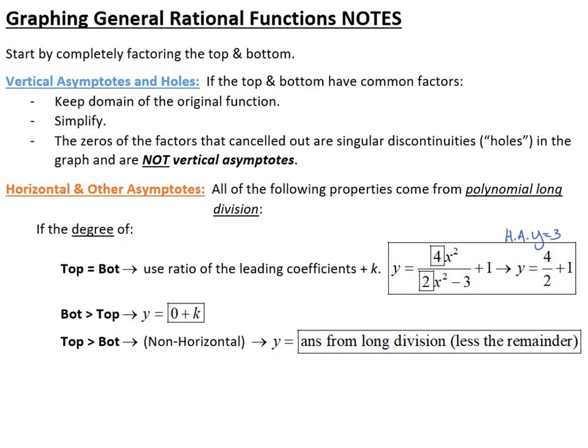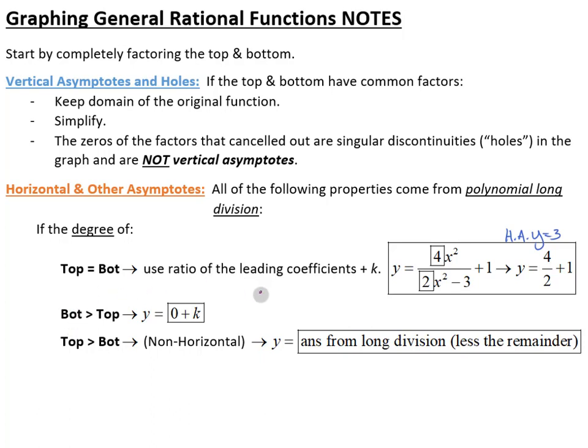Okay, so we've looked at the case where the degree of the functions in the top and bottom were the same. We can do the fraction of their leading coefficients and then add or subtract k, depending on if it's plus or minus. Okay, what about if it's bottom heavy? The bottom has the bigger degree.